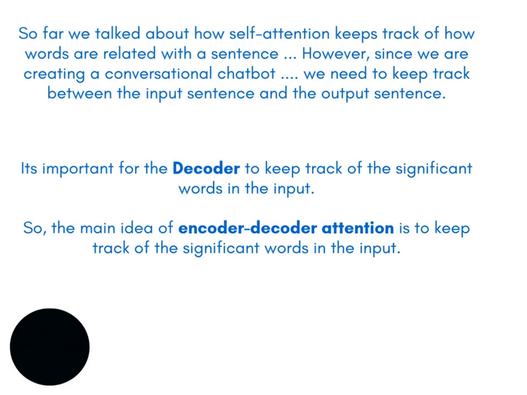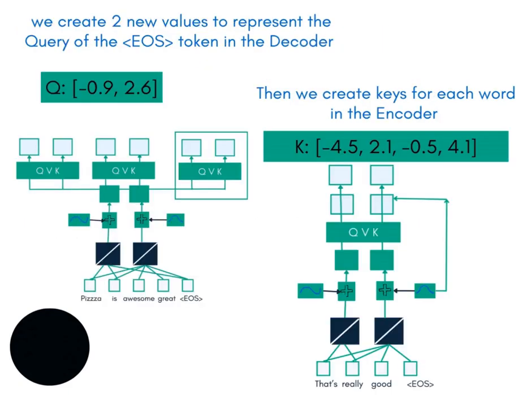Okay, so far we talked about how self-attention keeps track of how words are related within a sentence. However, since we are creating a conversational chatbot, we need to keep track between the input sequence and the output sentences, right? It is important for the decoder to keep track of significant words in the input. So the main idea of encoder-decoder attention is to keep track of the significant words in the input, and the relation that is building up between the input and the output sequences. So let's take an example.